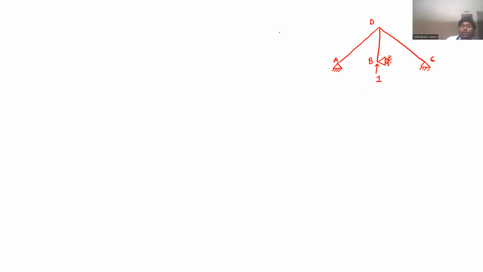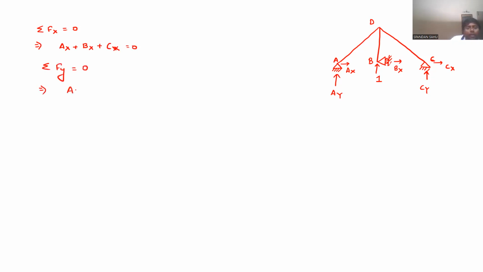Now, this we have made. Now for this, again, you have to calculate all those member forces. Again, you have to write summation of Fx equal to 0. What you will get? Ax plus Bx plus Cx equal to 0. Similarly, summation of Fy equal to 0, you will get Ay plus 1 plus Cy equal to 0. So there are two equations.